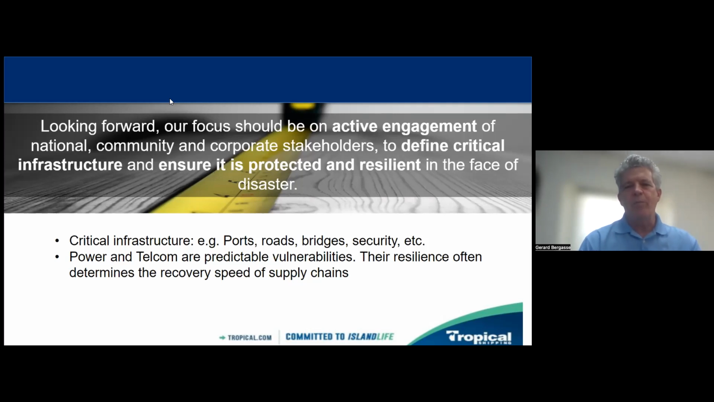As a further example, power and telecom are predictable vulnerabilities in disasters, but their resilience often determines the recovery speed of the supply chain. So these are things that businesses should be aware of and be advocating for, or putting plans in place or investing in resilience that they can continue to communicate post-disaster. Next slide.